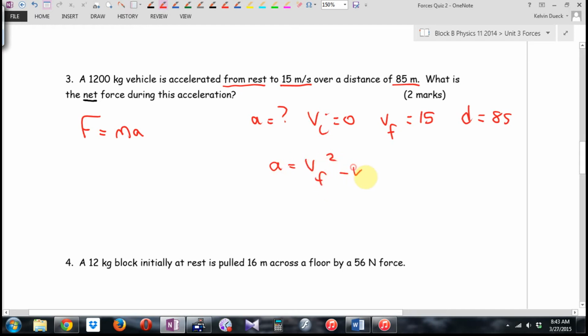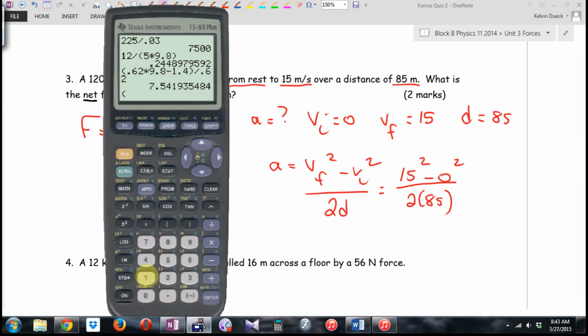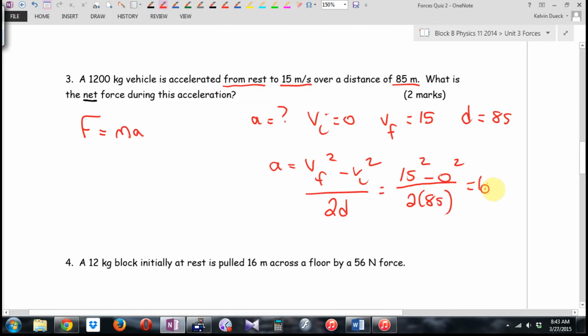Yep. 15 squared minus 0 squared. I probably didn't need to write the 0 squared, but I'll show you that it's there, because 0 squared is 0. All over 2 times 85. The acceleration is going to be bracket 15 squared minus 0 squared divided by 2 times 85. This thing has an acceleration of, not very fast, 1.323. I'll write down 1.32.